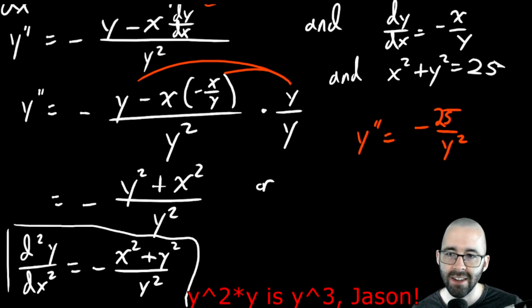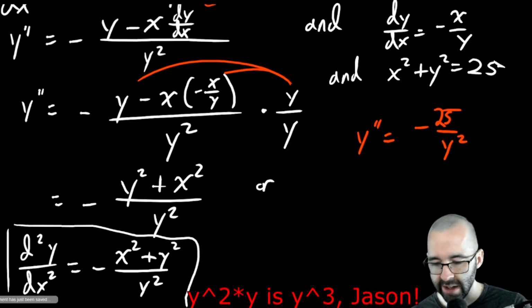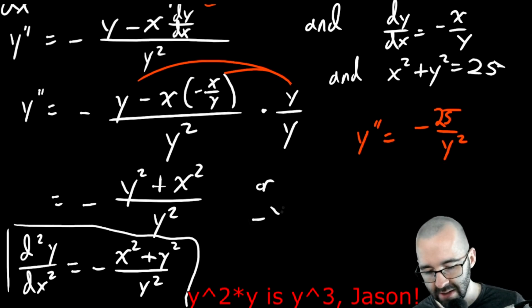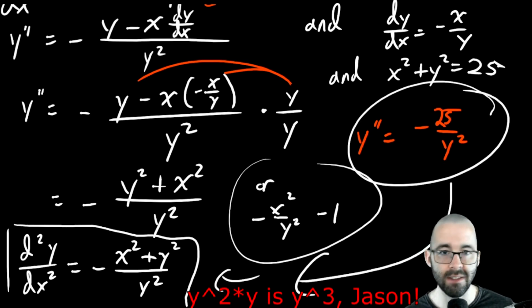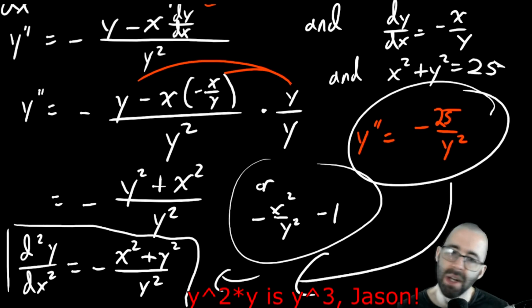All right. So some cool stuff going on here for this problem. Let me know if you have any questions. There's one more answer, by the way. You could write this as negative x squared over y squared minus 1 as well. Lots of answers. But I'll take all of these. Let me know if you have any questions, and bye-bye.